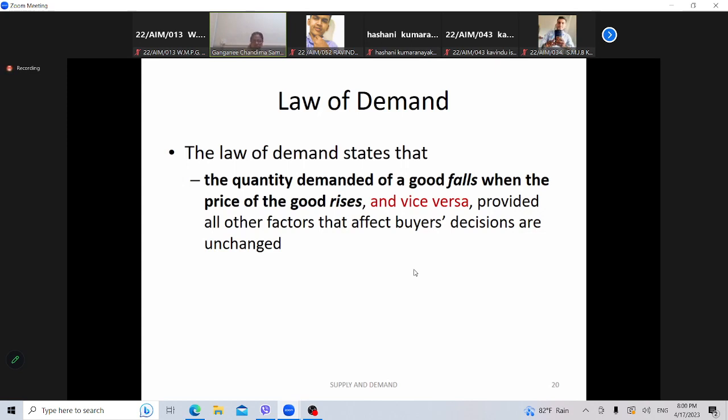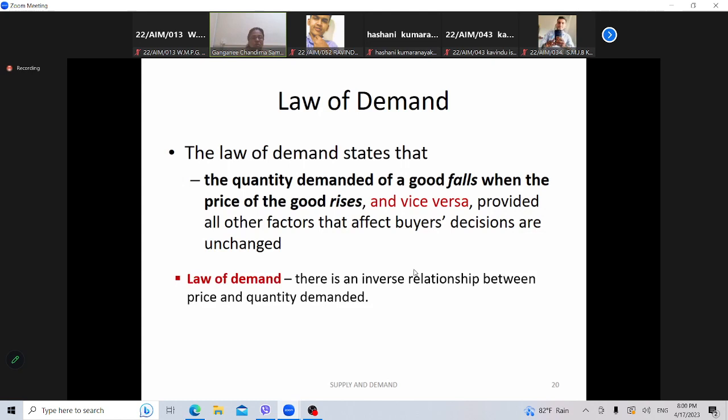Okay, when we have a chance to come physically, I will draw the factors and how we keep these factors constant, and how we draw the diagram between only the price and the quantity demanded. So the law of demand says there is an inverse relationship between price and quantity demanded. Okay, so quantity demanded rises when price falls, but every time you need to remember other things are constant.